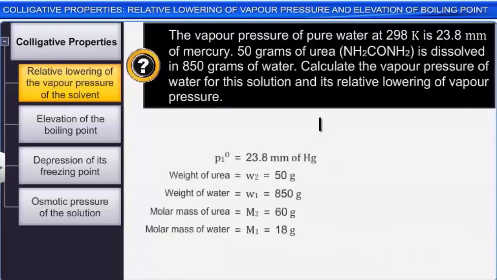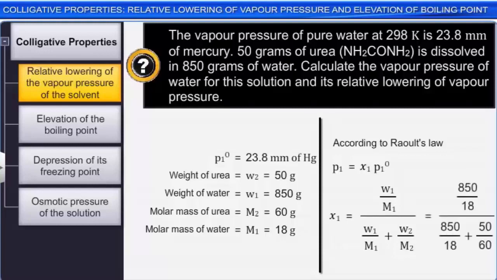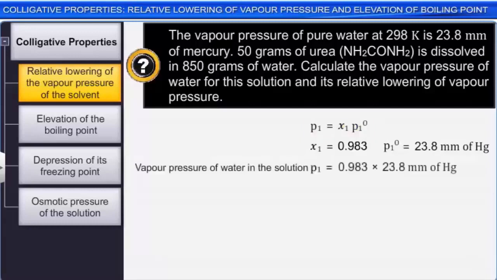Now, according to Raoult's law, the vapor pressure of water for this solution is the product of the mole fraction of the water and the vapor pressure of pure water. Let us first calculate the mole fraction of water. Substituting the given values of W1, W2, M1 and M2, and on solving, we get X1 is equal to 0.983. Substituting this value of X1 in the expression, we get the vapor pressure of water for this solution, P1, is equal to 0.983 multiplied by 23.8, which is equal to 23.395 mm.